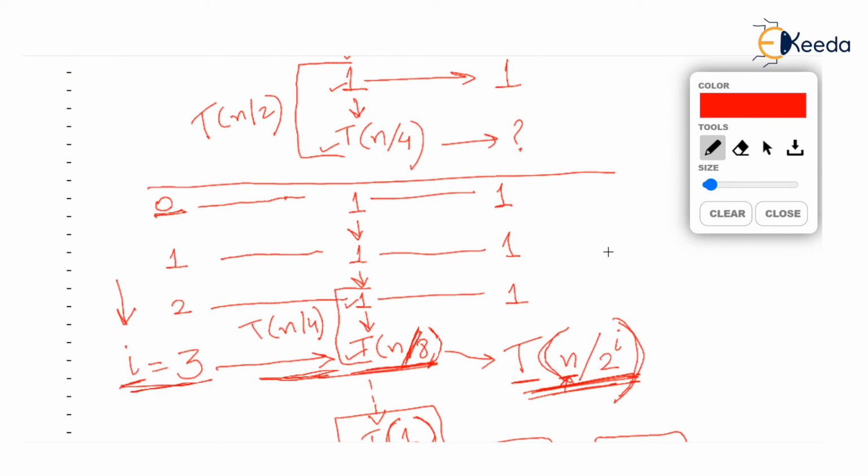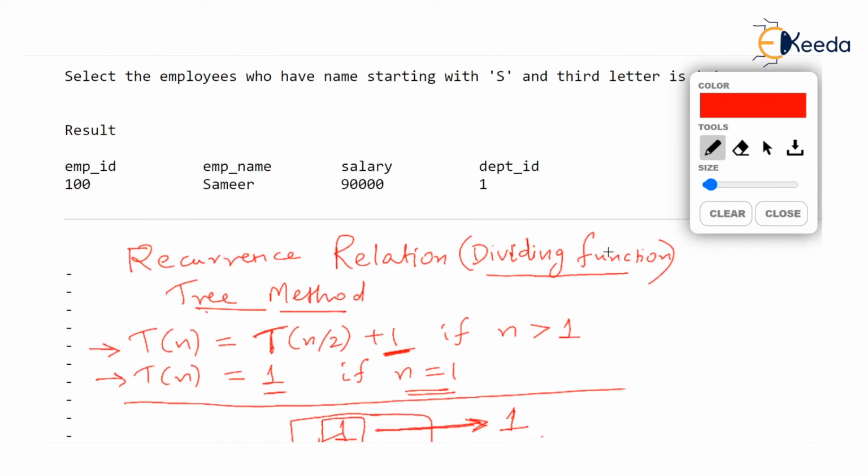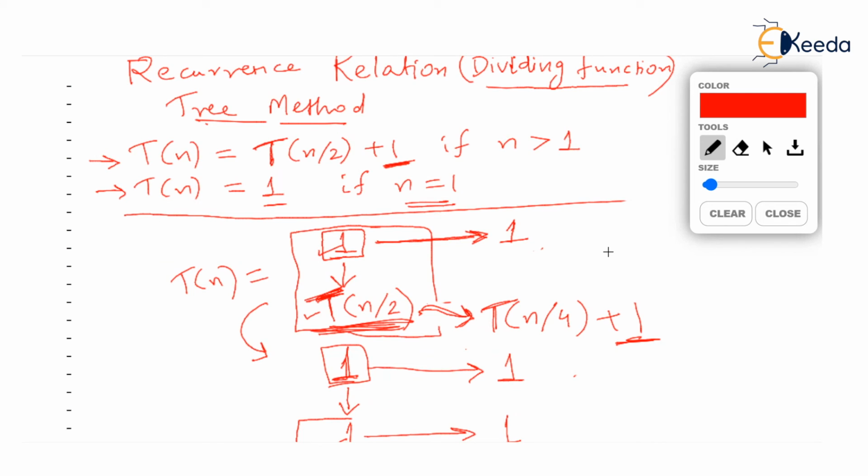And once you get this generic term Tn upon 2 raised to I, it is important to see the base case, that is, when the recursion is going to stop. We say Tn won't be computed in terms of Tn by 2 if n is 1. There is no recursion when n is 1. Tn is simply 1.